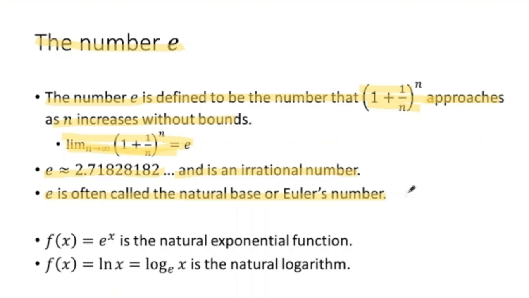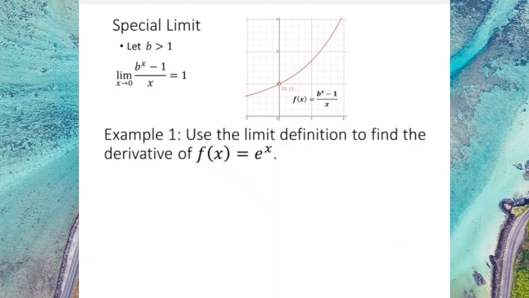You may see e in a wide range of uses, from population modeling to finances with compounding interest. f of x equals e to the x is referred to as the natural exponential function, while f of x equals ln of x, which is the same as log base e of x, is called the natural logarithm, or natural log for short. Now we're going to start discussing the derivative rules for exponential and logarithmic functions.